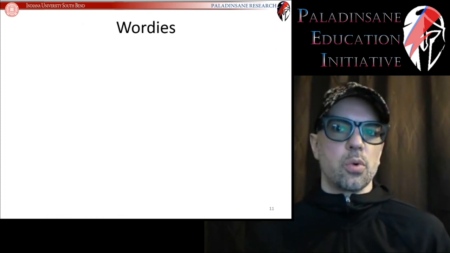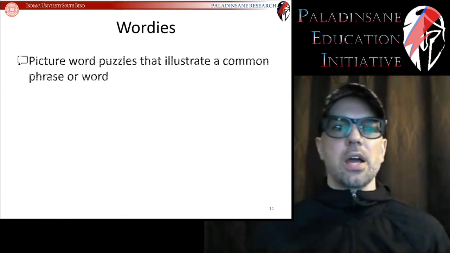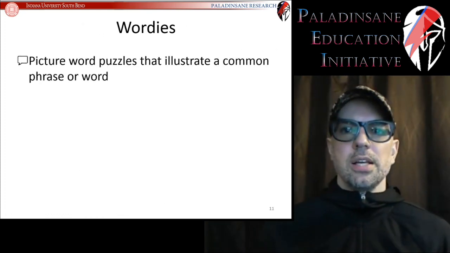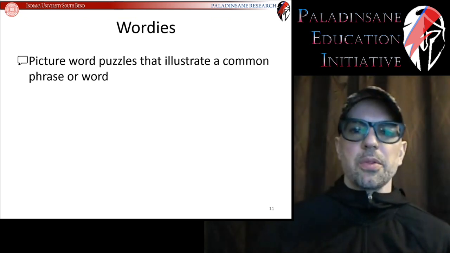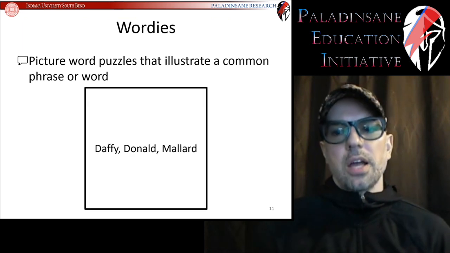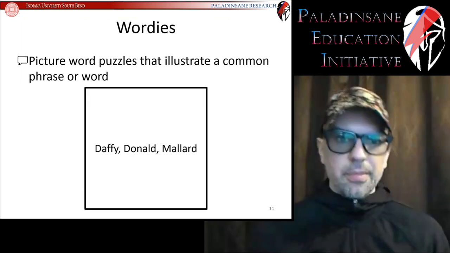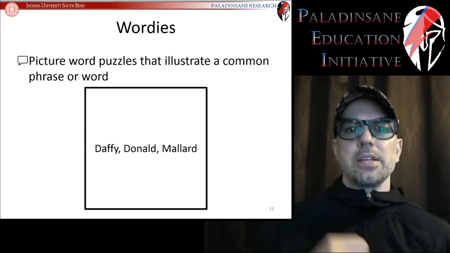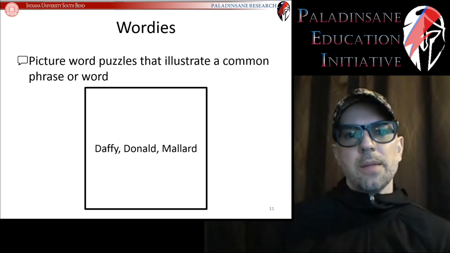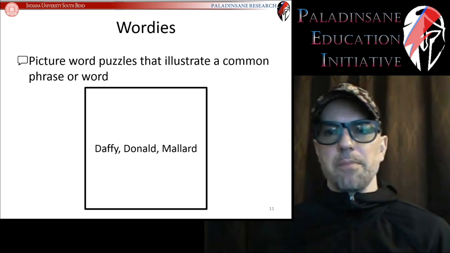So the problems are called Wordies. And what these are, they're picture word puzzles. They'll illustrate some common phrase or word. So the example that I'll show you to let you know how these work. Here we have a picture. Whatever's in the box is the picture word puzzle that you're trying to solve. And here we have Daffy, Donald, and Mallard.